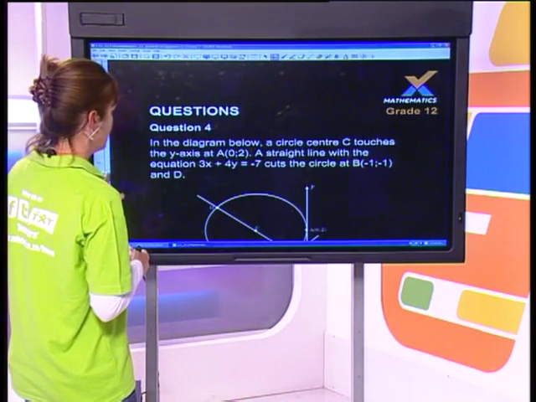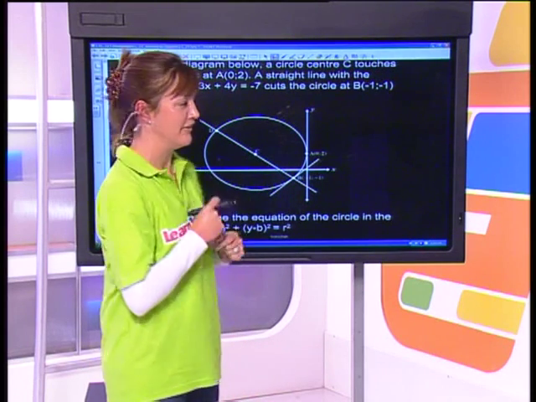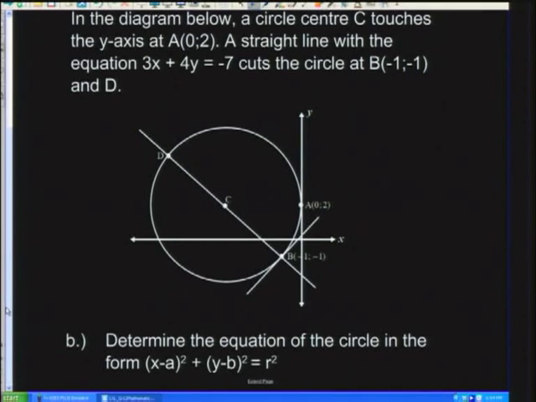The next question is actually not too difficult as long as you're paying attention to what information you've got, because you could make it quite difficult for yourself if you're not thinking about it. What they're wanting us to do is to determine the equation of the circle in the form of x minus a squared plus y minus b squared equals r squared. So remember that this a and that b are the coordinates of your circle center. Okay? And we need to determine what that a and that b are in order to get our equation.